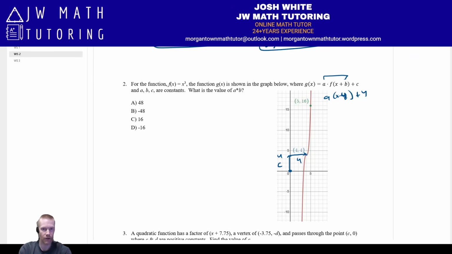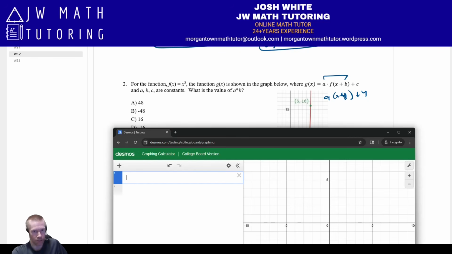Now the question is, how can you figure out the a value? So at this point, I believe you can now go to Desmos and you could plug in the points.